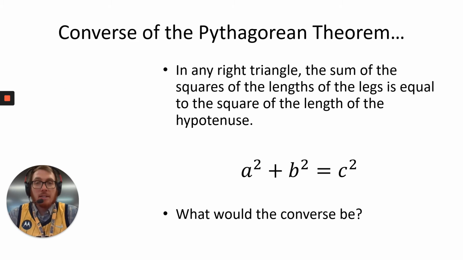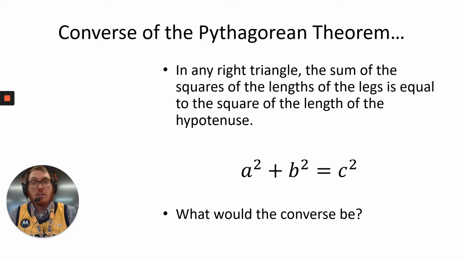Okay, the Pythagorean theorem. Remember, the Pythagorean theorem said in any right triangle, the sum of the squares of the lengths of the legs adds up to the square of the hypotenuse. So that's a squared plus b squared equals c squared. The converse would be: if a squared plus b squared equals c squared, then it's a right triangle, which is a true statement.